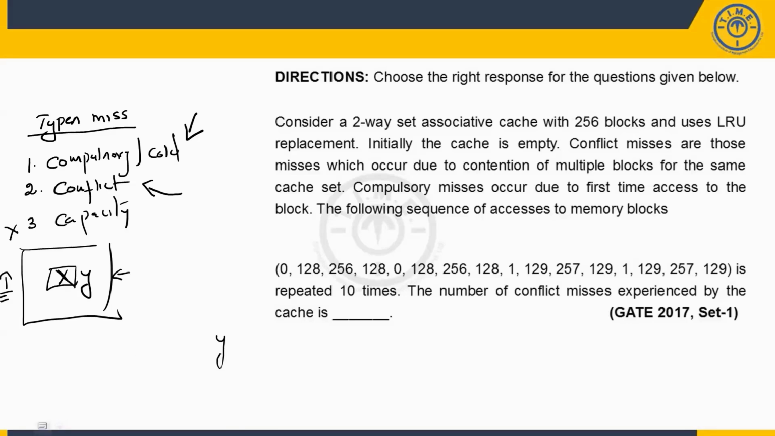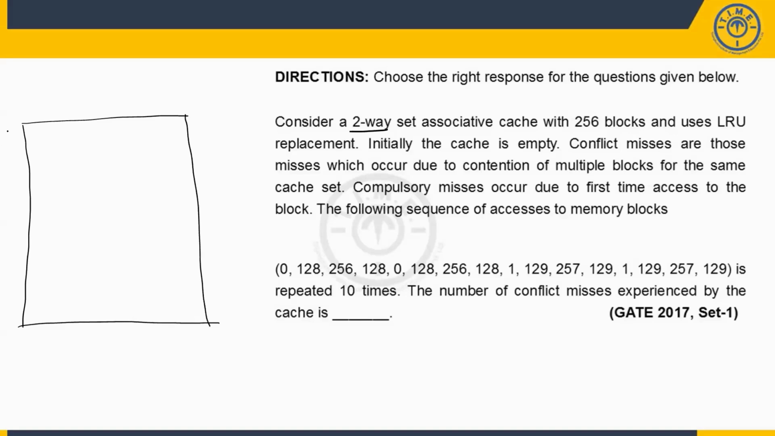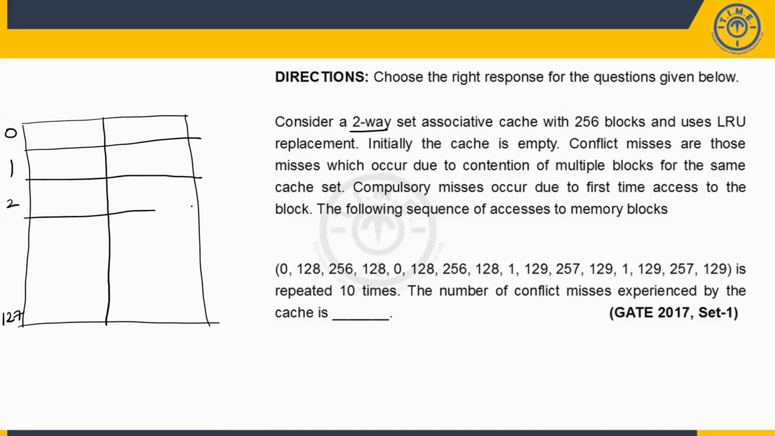Okay, now we'll solve this. There are 256 blocks, LRU replacement, and it is two-way set associative. Total blocks will be divided by 2, and the number of sets will be 0 to 127.